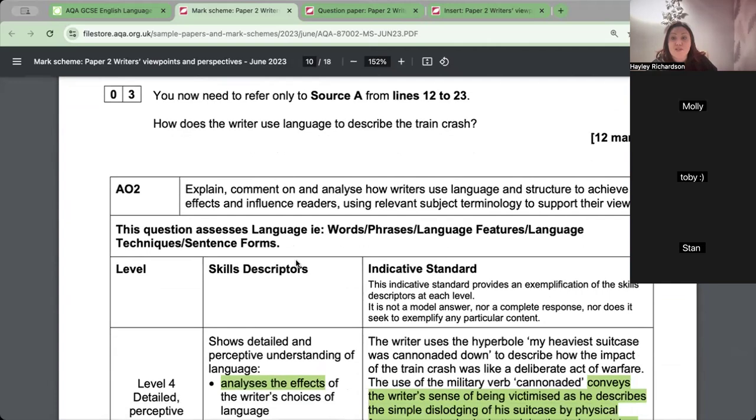Okie dokie. Question 3. You now need to refer to only source A from lines 12 to 23. And again, question 3 on paper 2 will always be, how does the writer use language to describe? And in this case, it's the train crash. So what I would be doing is going to source A and looking for lines 12 to 23.